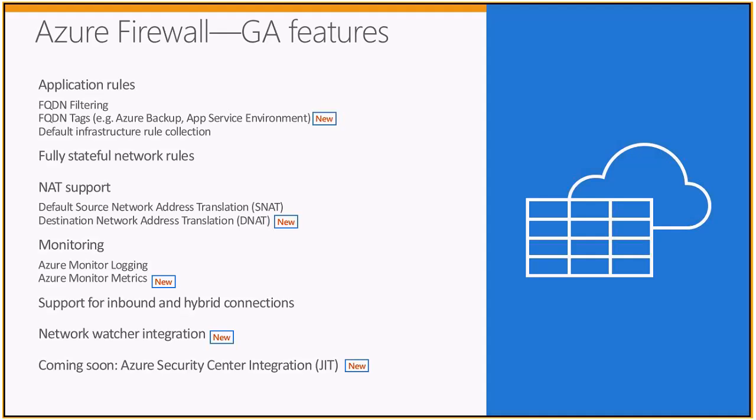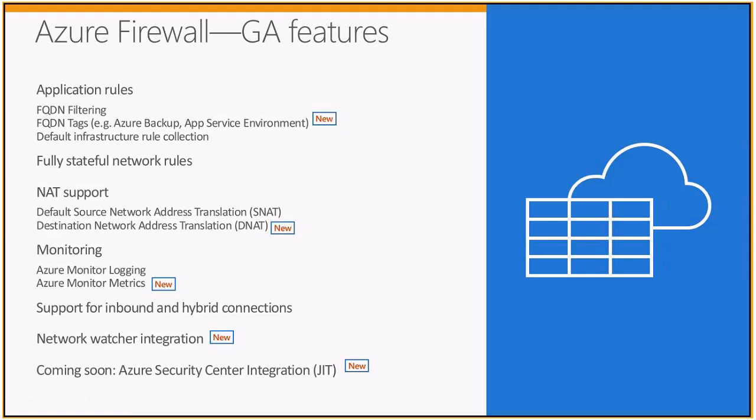Next is the FQDN tag. That is a new thing. This was not available when this service was in public preview. It is the same as FQDN filtering, but when the service launched, people were facing a lot of issues. For example, with Windows Update, there are a lot of websites that provide Windows updates, so you had to whitelist all those 200, 250, or whatever the number is, fully qualified domain names to get the updates.